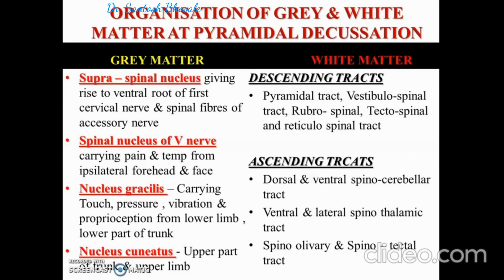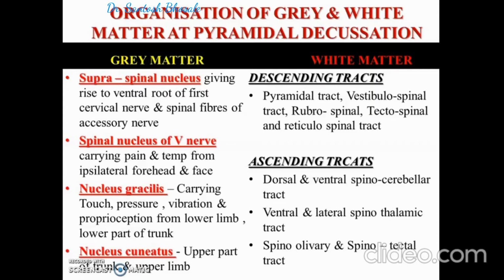The spinal nucleus of the trigeminal nerve carries pain and temperature from the ipsilateral forehead and face. Nucleus gracilis, I have already told you, carries touch, pressure, vibration and proprioception. Along with some proprioceptive fibers, they enter as the dorsal spinocerebellar tract into the cerebellum. Nucleus cuneatus carries the same sensation from the upper part of the trunk and upper limb. The descending tracts are pyramidal, vestibulo, rubro and tectospinal tract and reticulospinal tract. Ascending tracts are dorsal and ventral spinocerebellar tracts, ventral and lateral spinothalamic tracts, spino-olivary and spinotectal tracts.